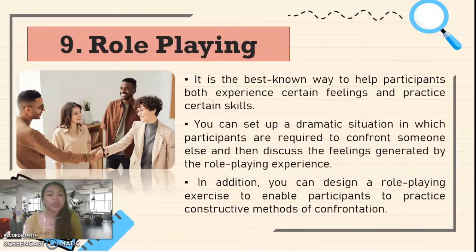Next is role playing. It is the best known way to help participants both experience certain feelings and practice certain skills. I know you are familiar with role playing. You are assigned a certain situation or scenario, and then you are going to act out that scenario. Here, the participants are enabled to practice constructive methods of confrontation.